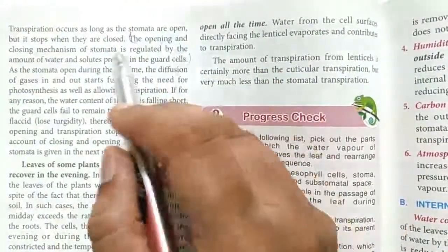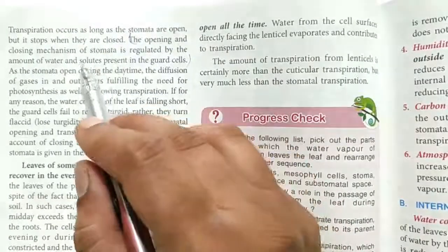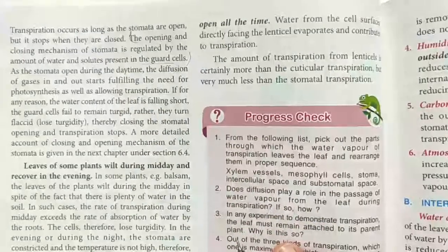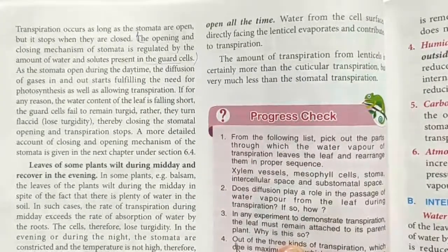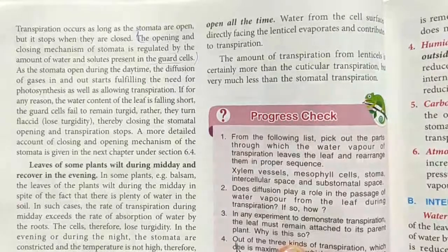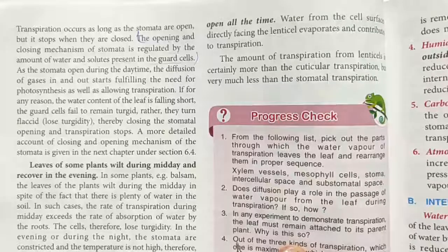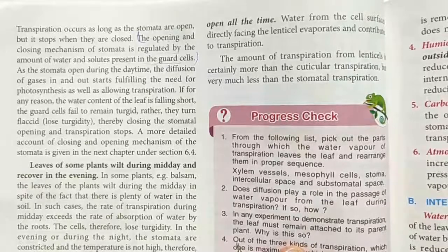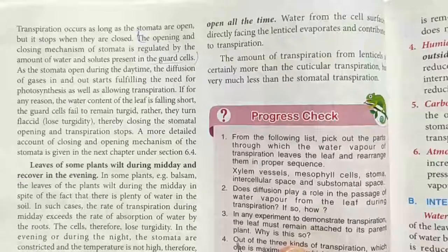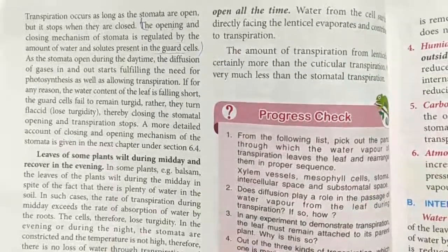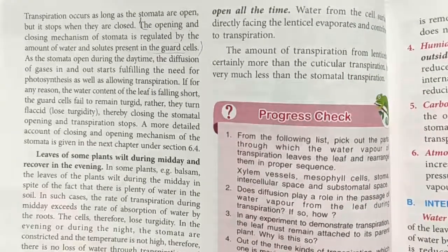The opening and closing mechanism of stomata is regulated by the amount of water and solute present in the guard cells. That means the opening and closing of the guard cells is basically initiated by the amount of water present in the substomatal part. So during the daytime, the guard cells take water inside, due to which the guard cells swell up. Whenever the guard cells swell up, the stomata open.